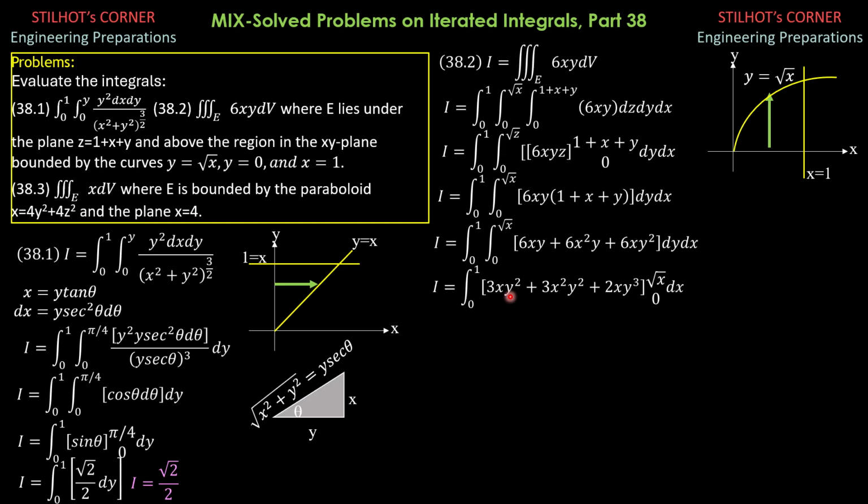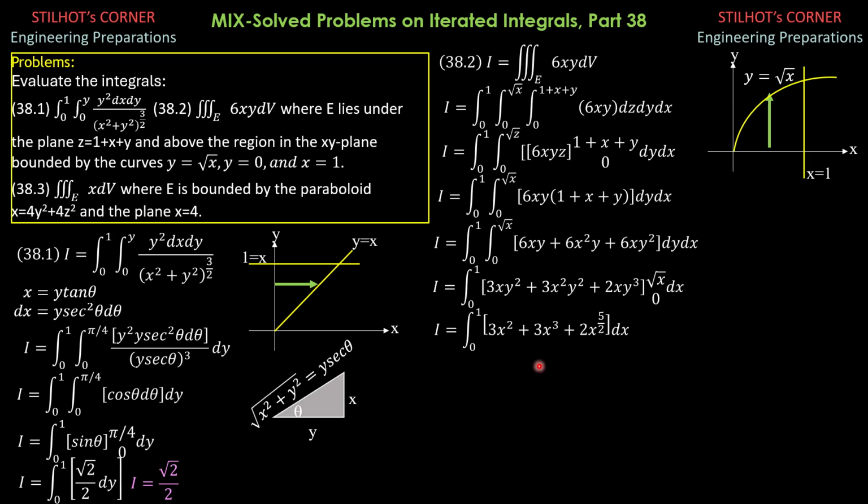So this becomes 3x times x, upper limit, so 3x squared, 3x cubed, and 2x to the 5 halves. So the integral from 0 to 1 of 3x squared plus 3x cubed plus 2x to the 5 halves dx.